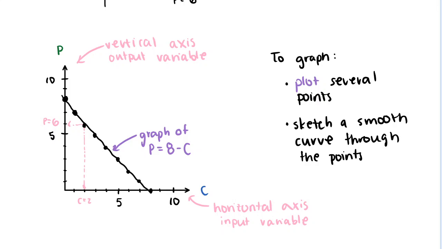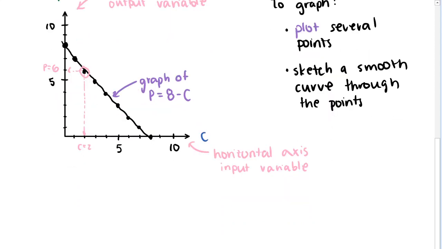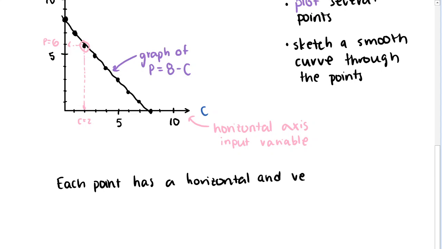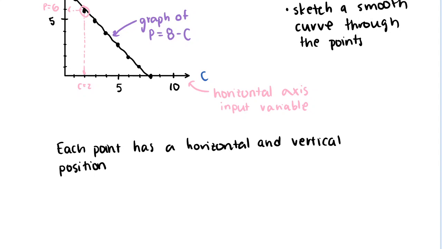So here, if we look at any of these points on the graph, maybe let's just start with the one that we've emphasized a little bit in this graph. The point has a horizontal and a vertical position. Right? So each point on a graph has a horizontal and vertical position. And so here, this horizontal position, this vertical position, we call these coordinates.